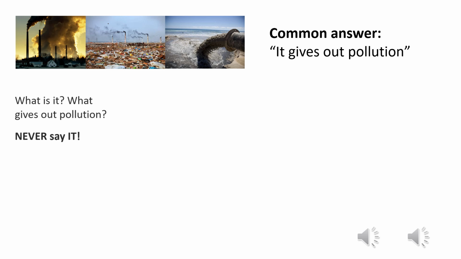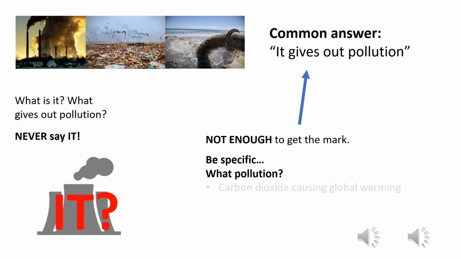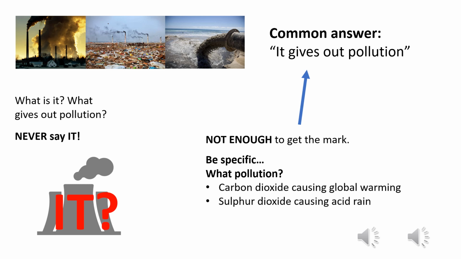Another classic is pollution. Some pictures here. People say it gives out pollution. Well, we've talked about not saying "it", but be specific about pollution. For example, carbon dioxide will cause global warming, sulfur dioxide will cause acid rain.